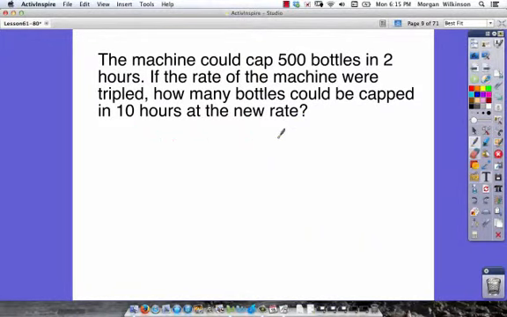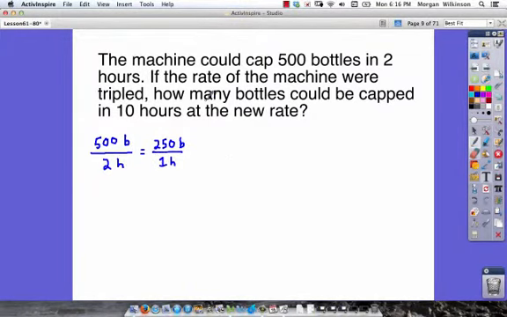The machine could cap 500 bottles in 2 hours. If the rate of the machine were tripled, how many bottles could be capped in 10 hours at the new rate? So we know that the machine originally could cap 500 bottles, we'll call that 500B, in 2 hours, so 2H. We can use abbreviations wherever possible. If we cut both of these in half, that's equal to 250 bottles in 1 hour.